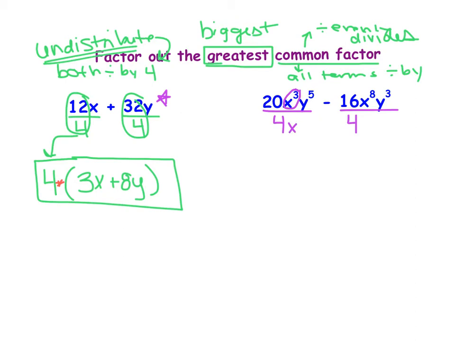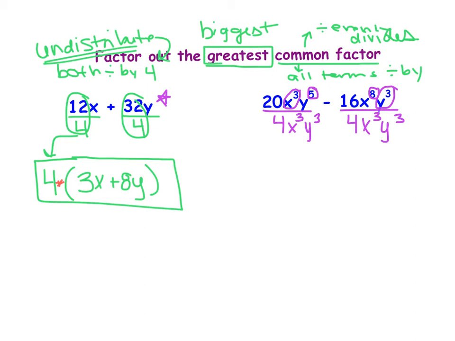So what I can also do is factor out an x to the third, because they at least have an x to the third within them. This one has x to the eighth, which is more than x to the third, but we can only take out what they have in common. I then also notice that they both contain y's. This one has a y to the third and this one has a y to the fifth. The y to the third is the smaller one, so I can factor that out as well.